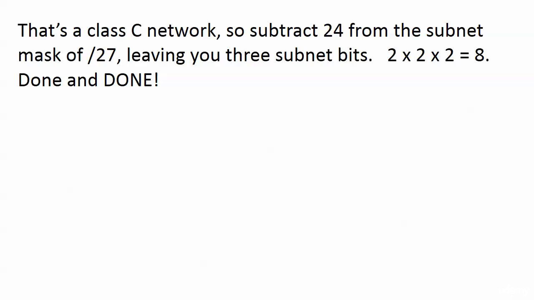No problem. We've got those ranges down. We see 200 in the first octet, so we know it's a class C. What is the network mask for a class C network? It's /24. So 27 minus 24 equals 3. You've got 3 subnet bits. 2 to the 3rd power, 2 times 2 times 2, is 8, and you're done. You could probably look at that one and do it without even writing anything down. If you could, fantastic, nice work.